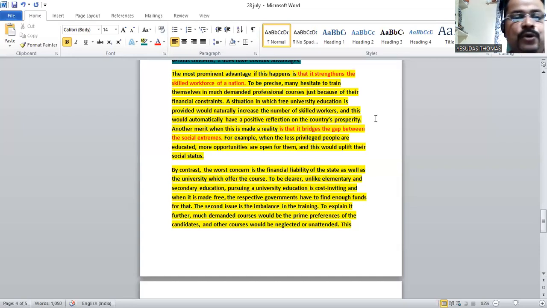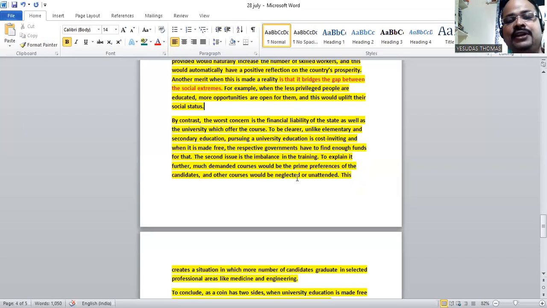Now, by contrast, the worst concern is the financial liability of the state as well as the university which offers the course. And this is the worst concern. Now you have to spend a lot of money in training candidates in much demanded professional courses. It's not like free elementary level education. It's not like free secondary level education, because university education has costly courses. So the state has to suffer the economic liability.